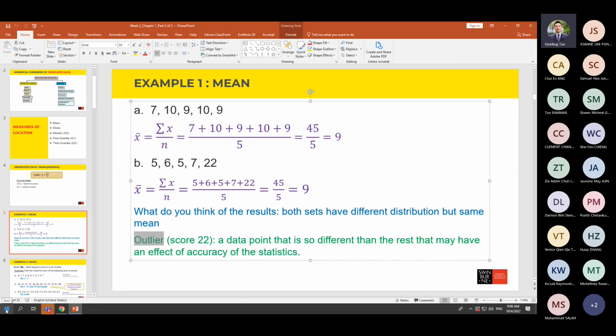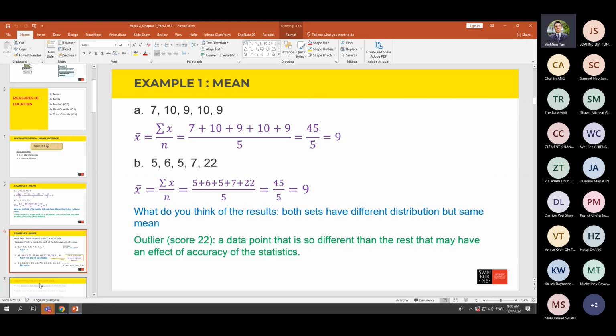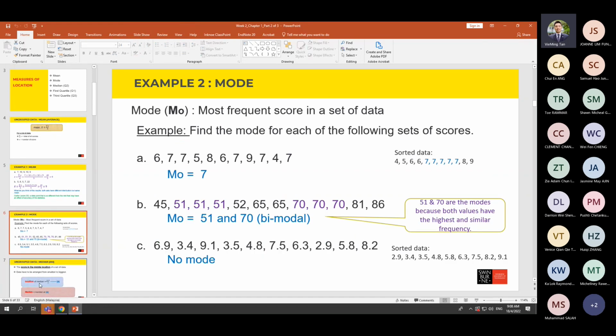All right. So this is the first measurement. For the second measurement, we'll move on to mode. So we need to understand first what the meaning of mode is. Mode means the most frequently occurring number or value, or the number, value or object with the highest frequency. That is the mode.